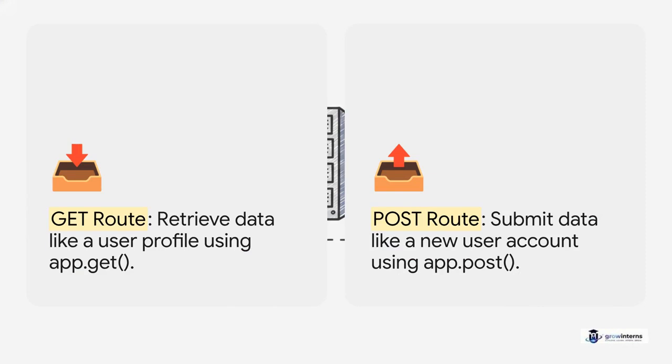You use a GET request, calling app.get, when a client simply wants to retrieve data. Think of things like loading a user profile or fetching a list of products. Conversely, you use a POST route with app.post when a user wants to submit new data. This is for actions like checking out of a shopping cart or creating a brand new user account. This constant push and pull of data, retrieving and submitting, that is the absolute heartbeat of every modern API.